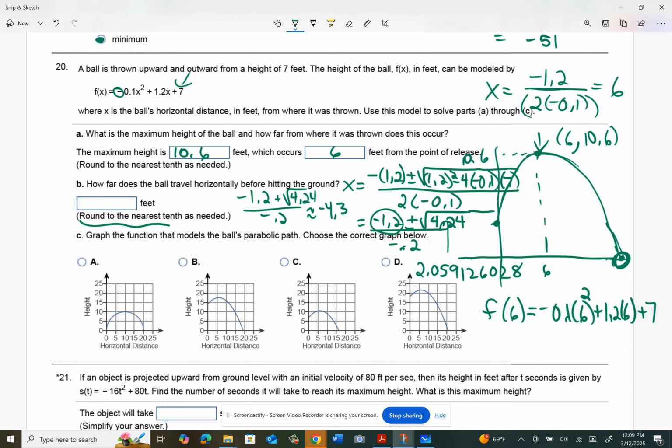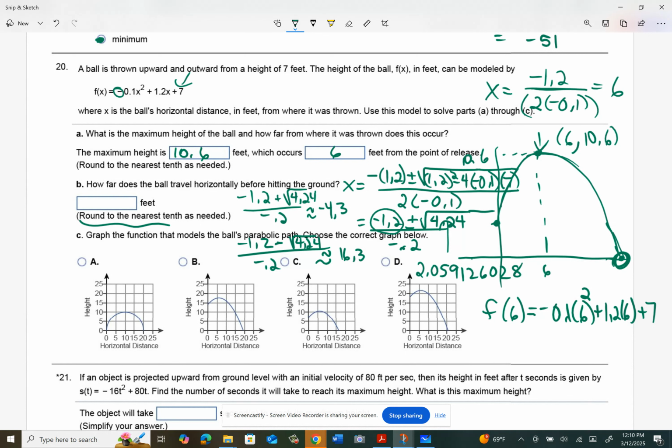Then I'm going to do the negative 1.2 minus the square root of the 4.24. Okay, hit that answer and divide by the negative 0.2, and I get, so when I do this one, minus the square root of 4.24 all over negative 0.2, that one gives me about 16.3.